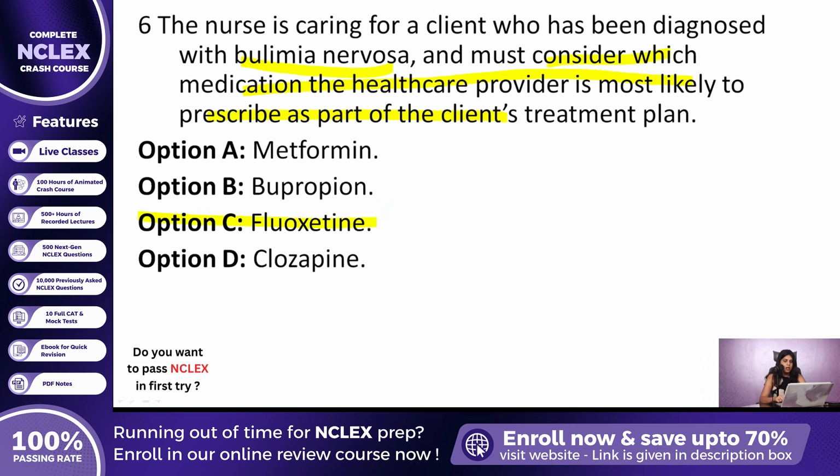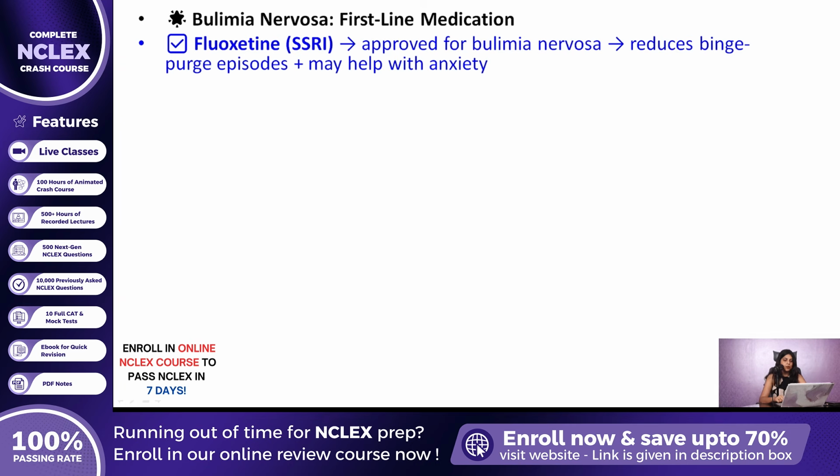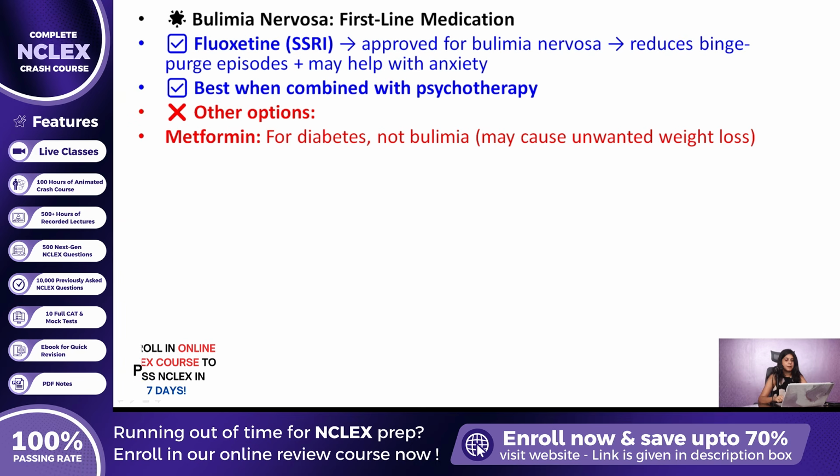Here's the rationale. Fluoxetine, which is a selective serotonin reuptake inhibitor, is the only medication that is specifically approved for treating bulimia nervosa. It helps reduce binge-purge episodes and can also address coexisting conditions such as generalized anxiety disorder. Importantly, it is most effective when combined with psychotherapy. Option A, metformin, is used primarily to manage blood glucose levels in diabetes and is not appropriate for bulimia, as it may lead to undesired weight loss.